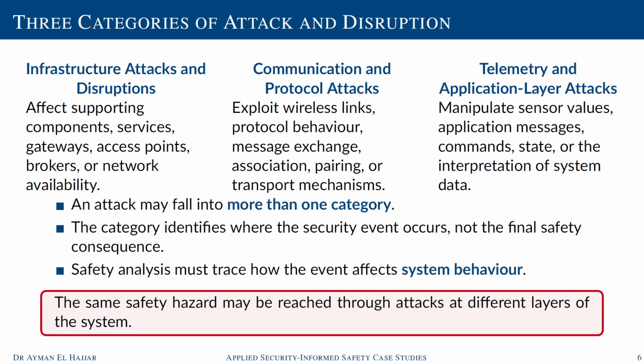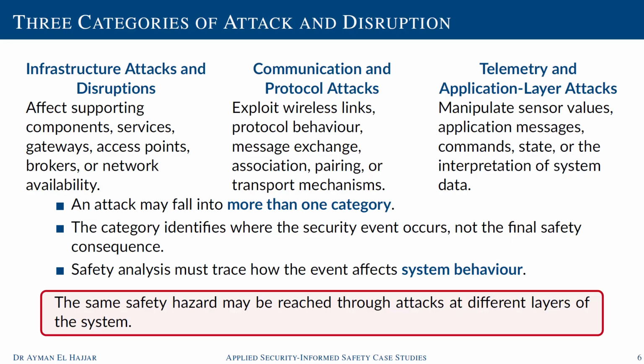We will also analyze those three cases using three different categories of attacks and disruption. The categories are infrastructure attacks and disruption, communication and protocol attacks, and telemetry and application layer attacks. Infrastructure attacks affect supporting components such as gateways, access points, and brokers. Communication and protocol attacks, on the other hand, affect wireless links and message exchange, while telemetry and application layer attacks manipulate values, messages, or system state.